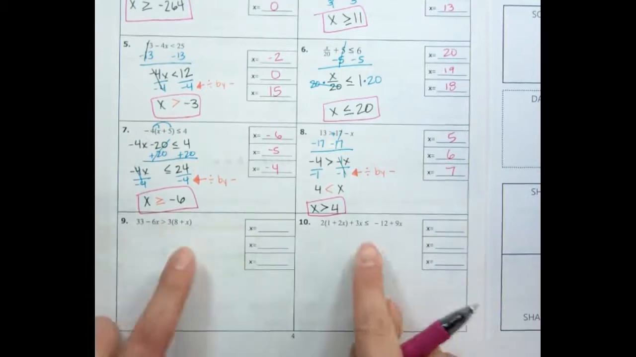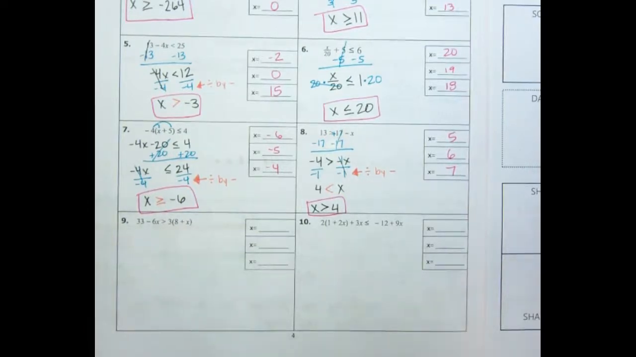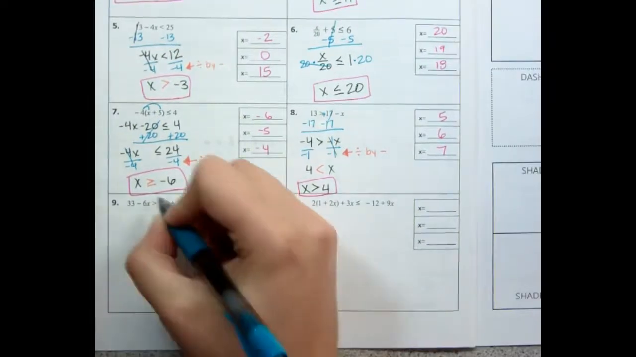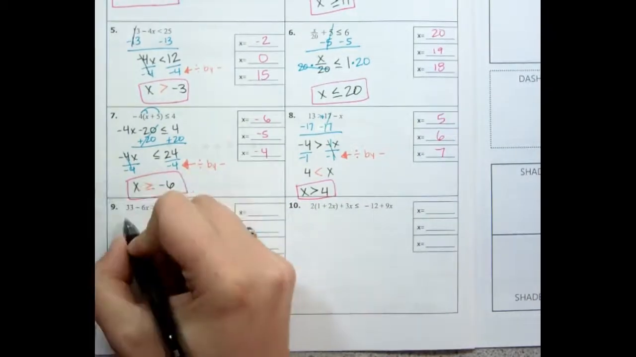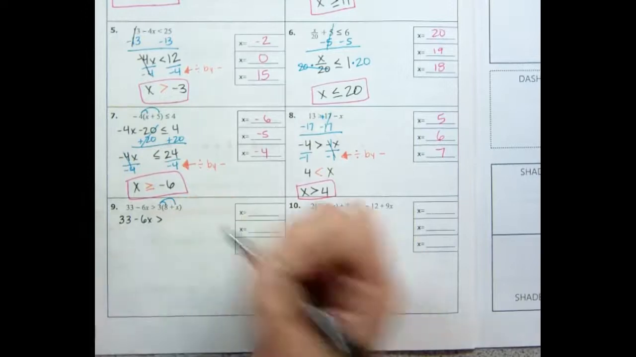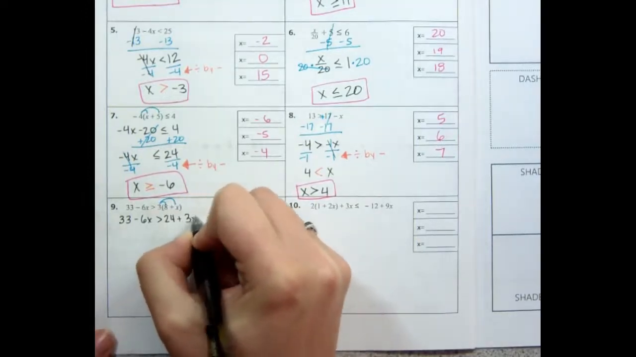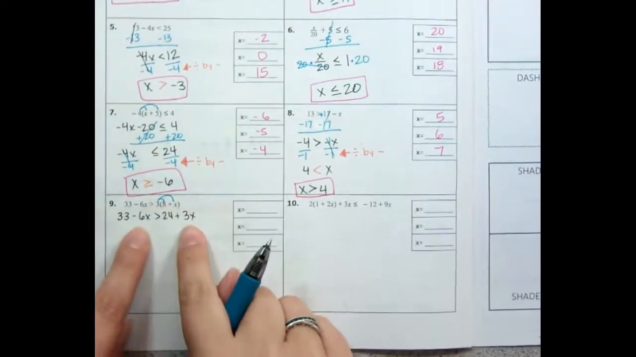Okay, these next two, there's some work, some combining, that kind of thing. Got to make sure we get all of that work done there. Okay. All right, so I'm going to distribute here. So 33 minus 6x is greater than 24 plus 3x. Okay, now I've got variables on both sides.